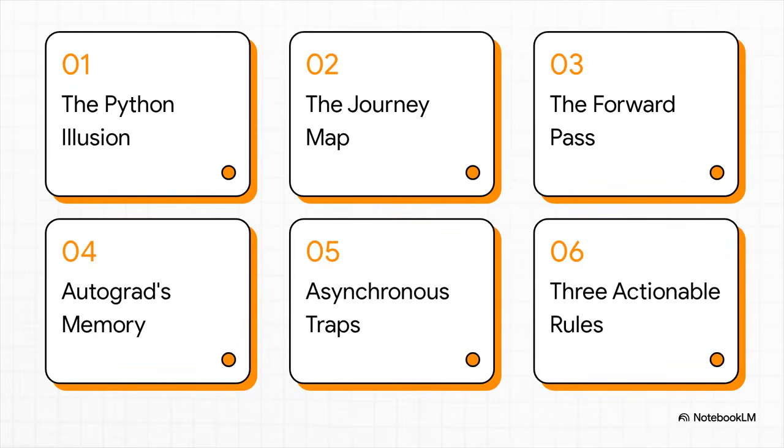Okay, so here's our plan. We'll start by looking at this Python illusion. Then we'll lay out our journey map. We'll trace a forward pass, see how AutoGrad records everything, look at some common traps you might fall into, and wrap up with 3 simple rules you can use.